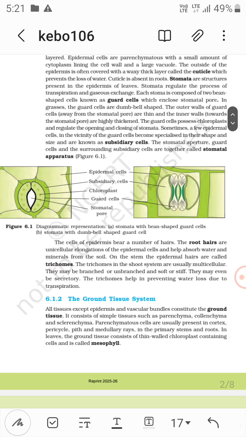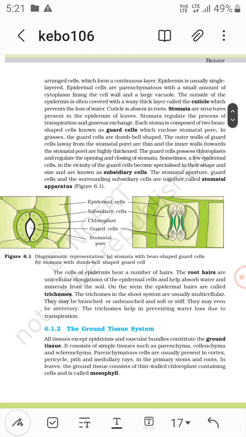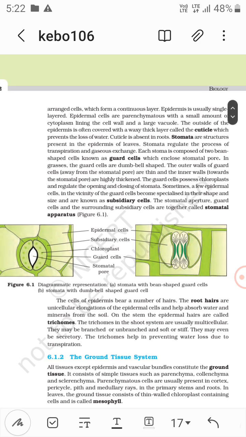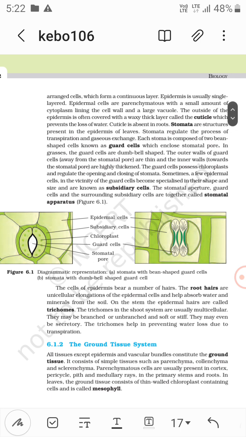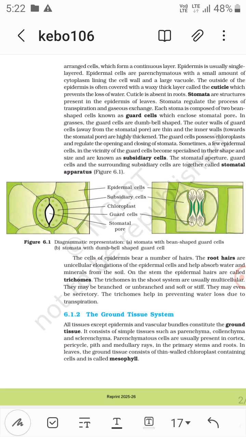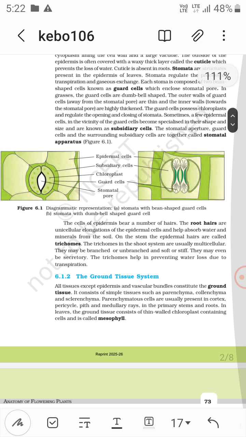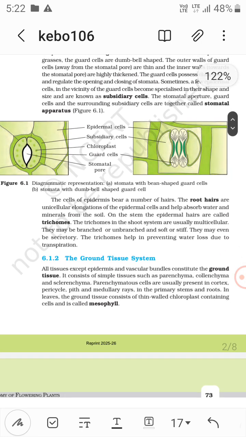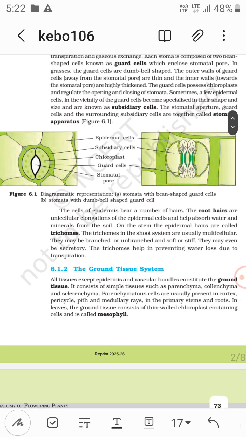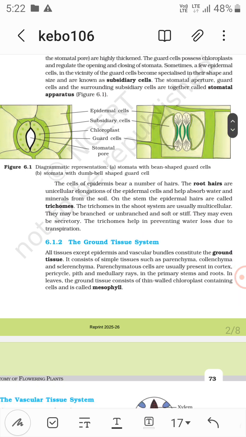Now the stomatal aperture, that is the stomatal pore, the guard cells and the surrounding subsidiary cells together form the stomatal apparatus, right? Now you see epidermal cells, then subsidiary cells, then guard cells, which have chloroplasts, and then the stomatal pore. So stomata with bean-shaped guard cells in the first diagram, and the second one is for grasses, stomata with dumbbell-shaped guard cells.